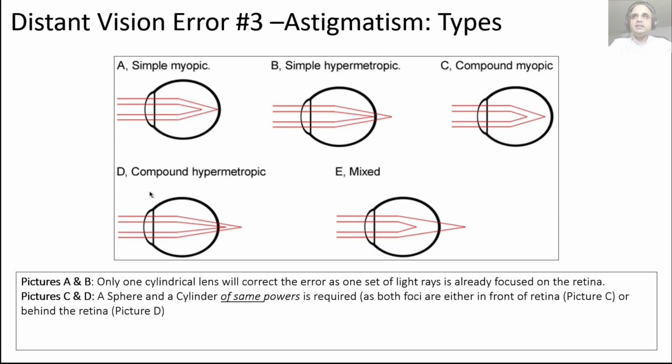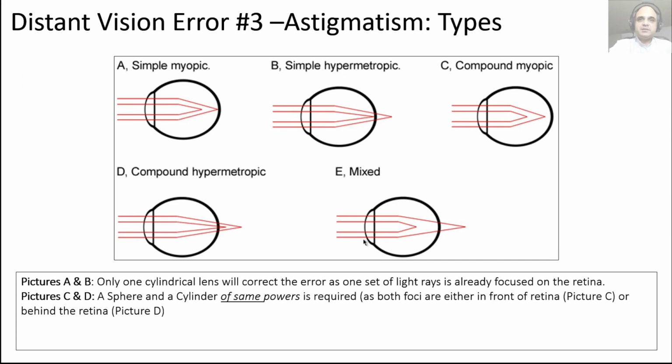In picture D, in this eye, compound hypermetropic astigmatism, both the foci are behind the retina. So that means both of the meridians of the cornea have less than 42 diopters of power. And again, here we would need a spherical lens as well as a cylindrical lens to correct this error. In this case, both of these lenses are going to be of the plus type or the convex type, because in both meridians, the cornea has less than 42 diopters of power. That is why light rays are focused behind the retina.